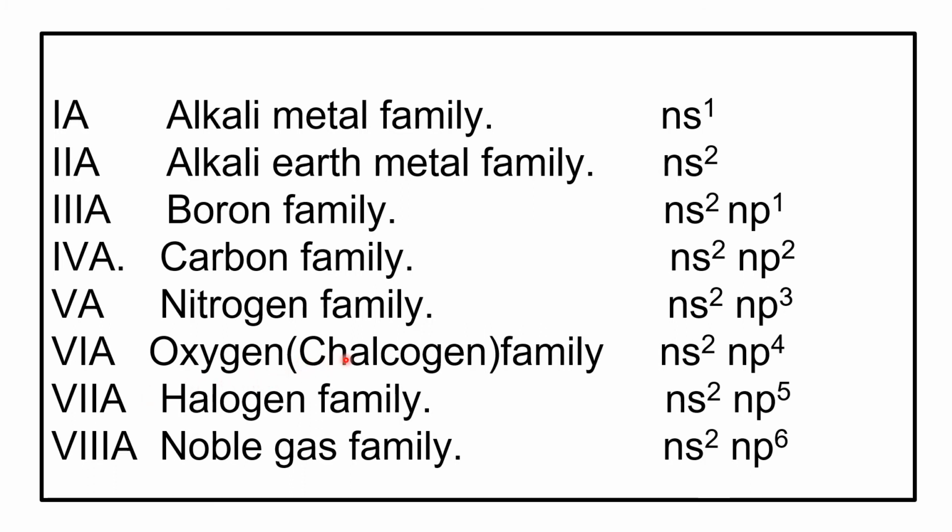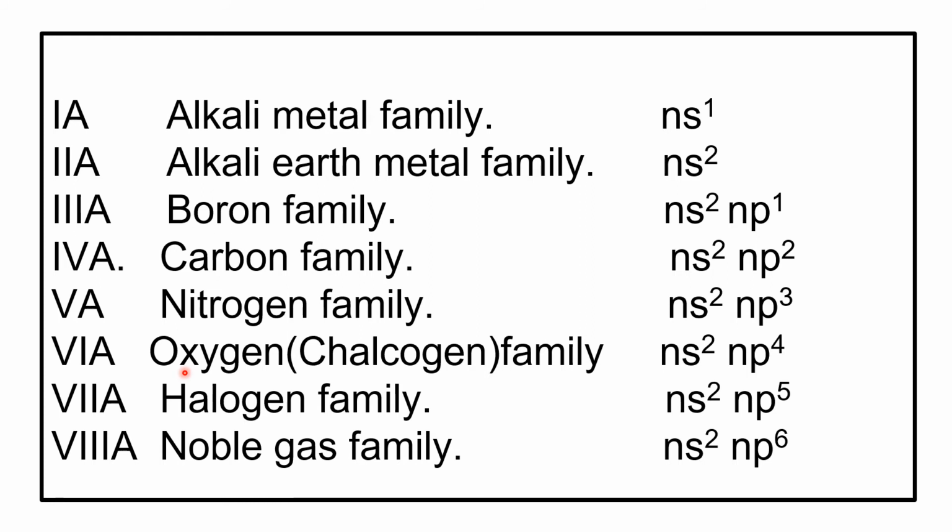Okay, the next, and the point which you have to remember, from 3A group of elements, p block elements are getting accommodated. They are accommodating the electrons in them. So here boron family valence electronic configuration is ns2 np1. Carbon family electronic configuration is ns2 np2. Nitrogen family valence electronic configuration is ns2 np3. Okay, the next is 6A group of elements, which are known as oxygen family or chalcogen family.